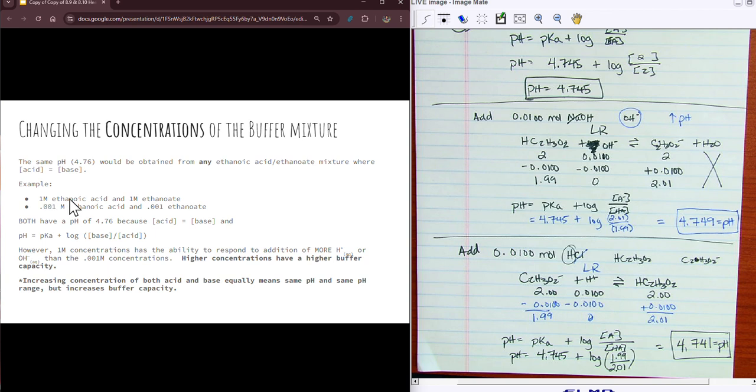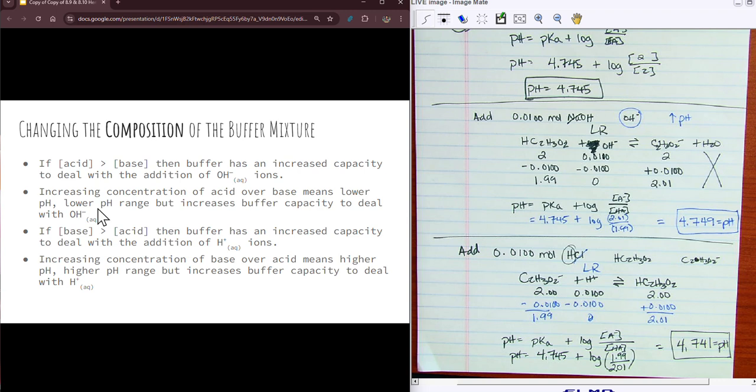Now I've told you guys before, strong always wins in chemistry. So the stronger the weak acid and its conjugate, and or weak base and its conjugate, the stronger the buffer is, which means its capacity to resist that change is going to be greater. And the weaker the weak acids and bases are, then that's where you're going to end up with weaker situations. Okay, so if we are going to change the composition of the buffering mixture, if your acid is greater than your base, then that means you have more H pluses floating around.